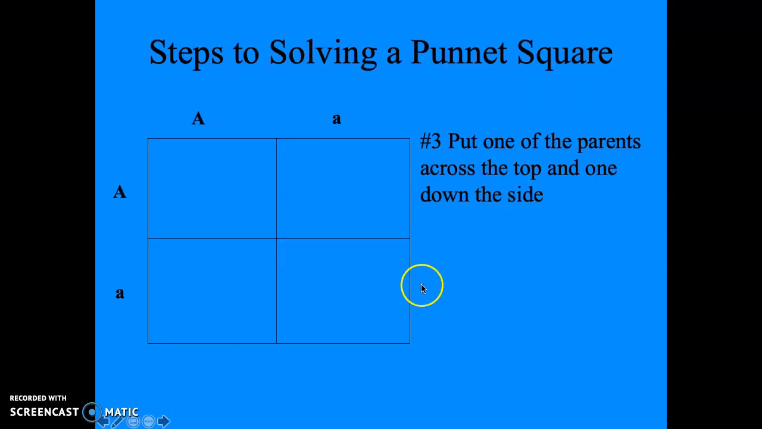So the next step is to put the parents onto the Punnett square. It doesn't matter which parent you put on which side, but you're going to put one of the parents here and the other parent here. So in this case, parent 1 has a dominant allele, or dominant gene, for straight hair and a recessive gene for curly hair. Parent 2 has the same thing. Parent 2 has a dominant gene for straight hair and a recessive gene for curly hair. So you just put them next to each of these boxes.